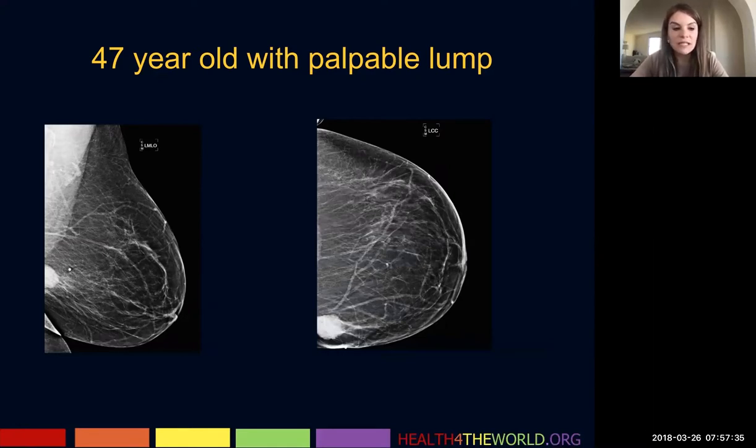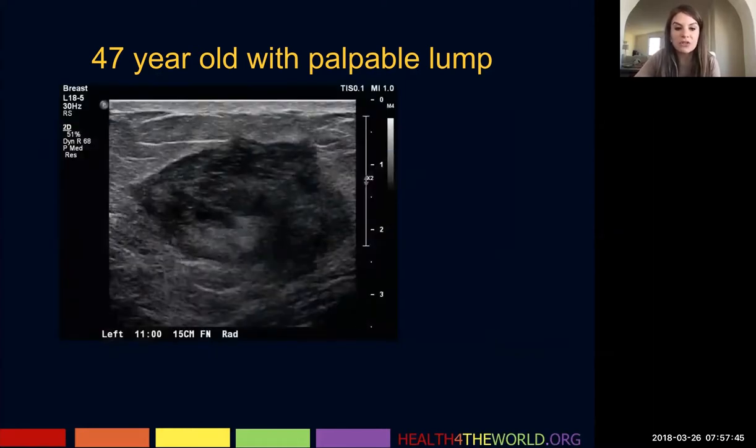And so whenever we see a finding such as this, or a patient feels something concerning in their breast, after the mammogram, we're always going to proceed with an ultrasound. So here we went on to this ultrasound of that spot on the mammogram and the area that the patient was feeling, and corresponding to her palpable lump and that finding on the mammogram, here on her ultrasound, we see this corresponding hypoechoic irregular mass with angular margin.